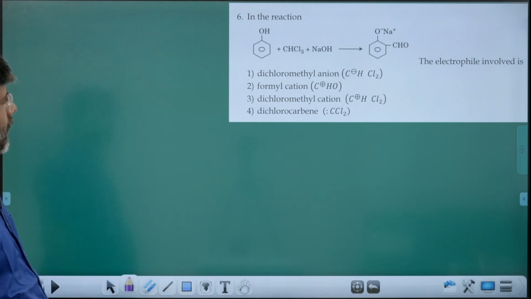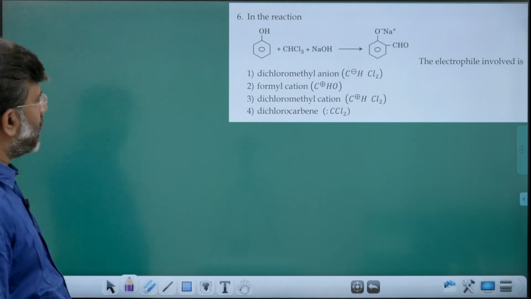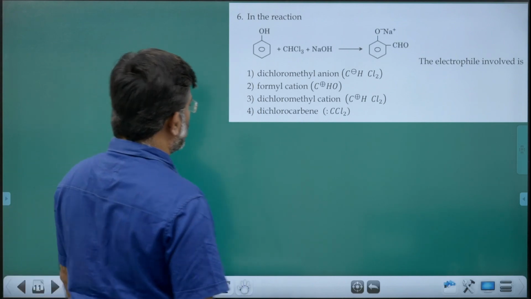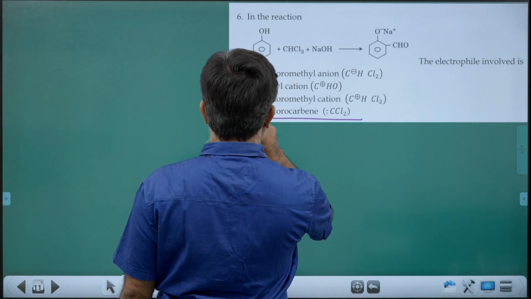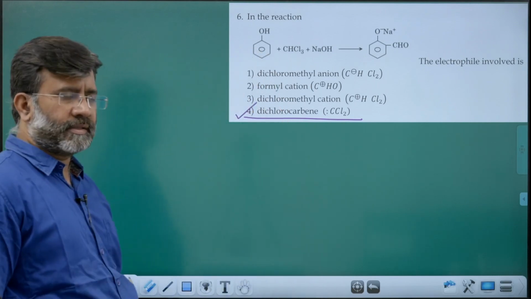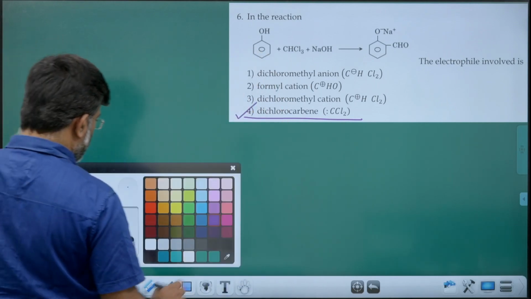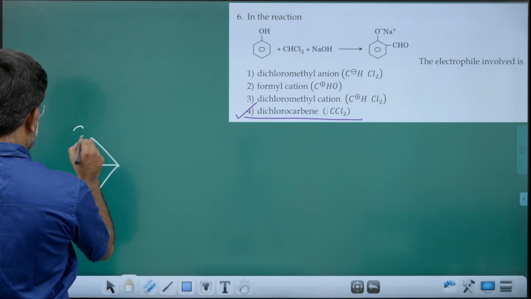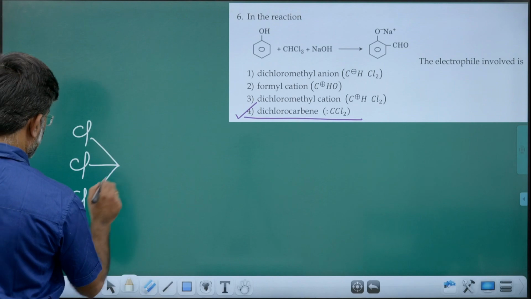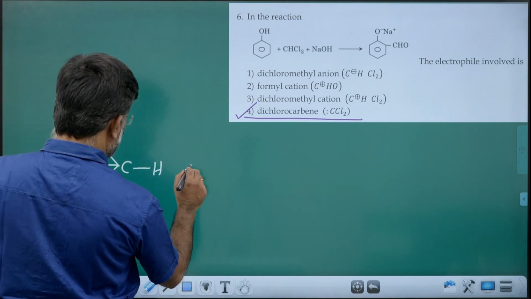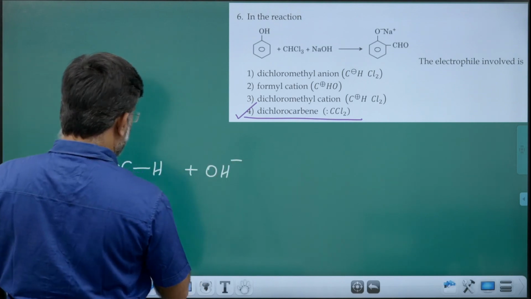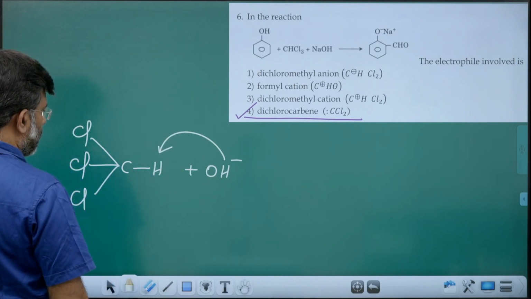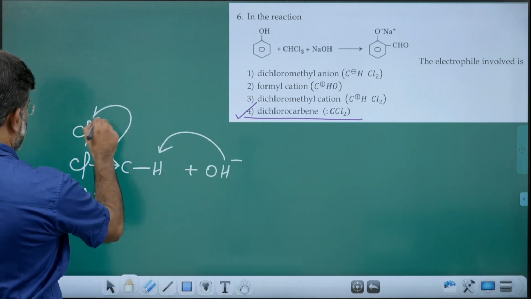In the Reimer-Tiemann reaction, this is very famous, the electrophile is dichlorocarbene. Chloroform with the alkali: OH minus attacks hydrogen and Cl minus is withdrawn.